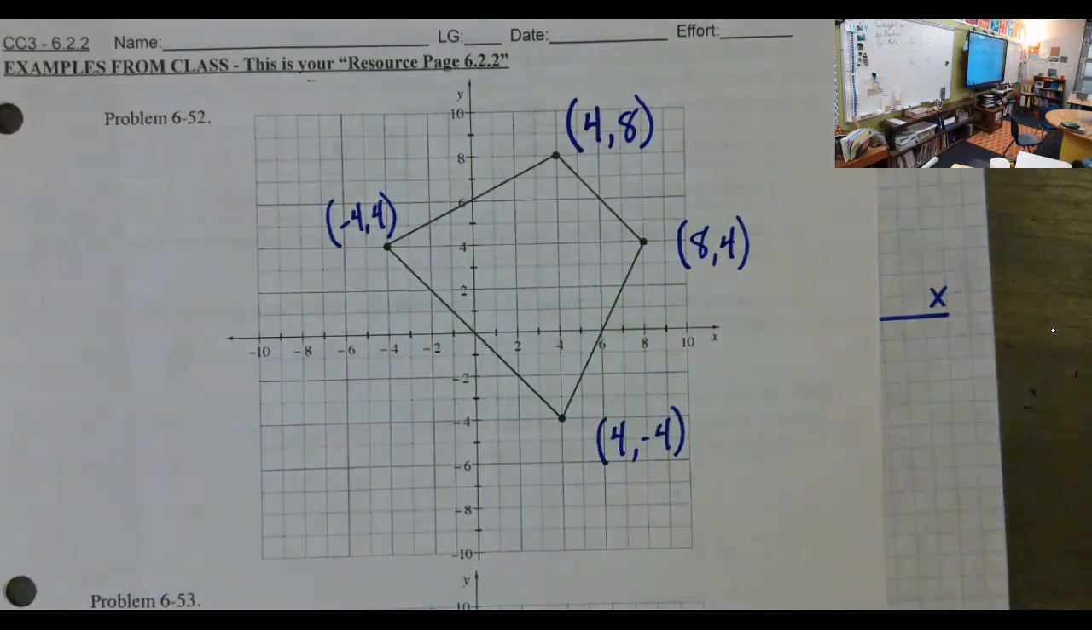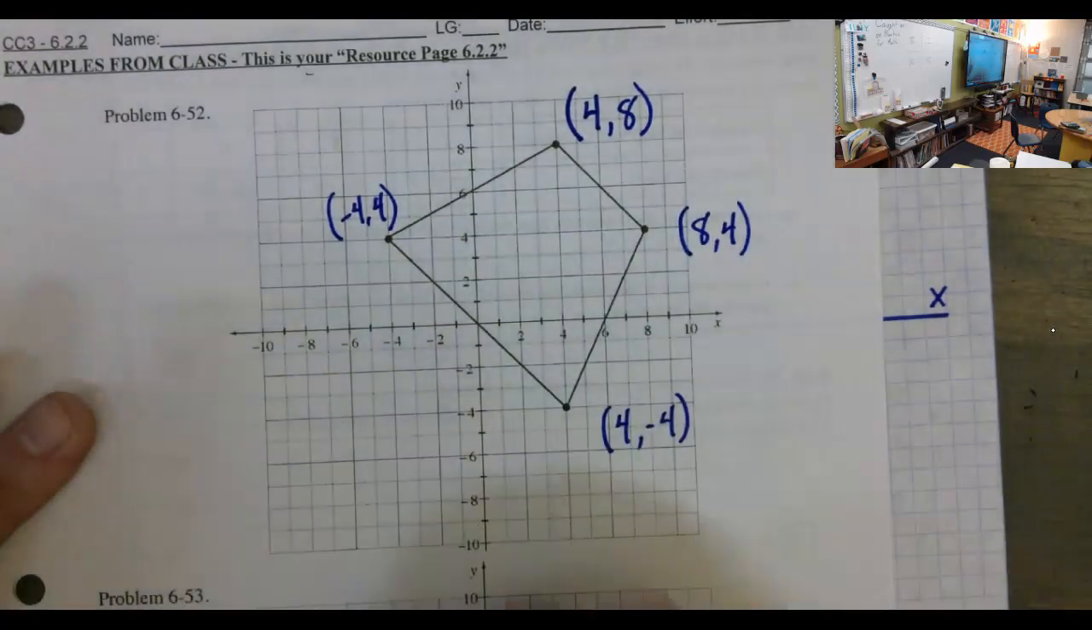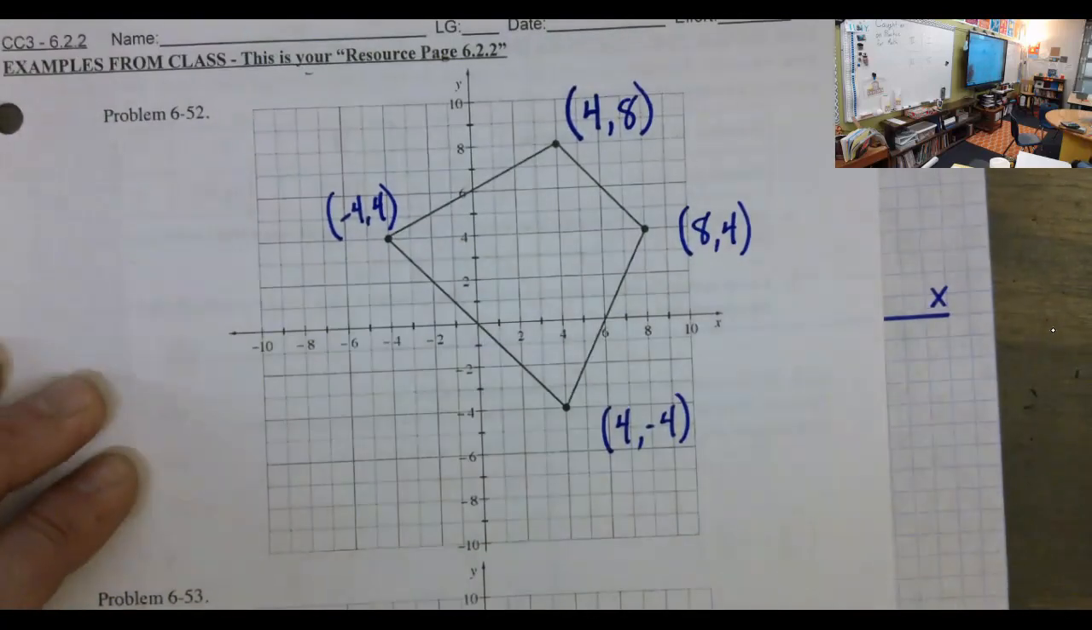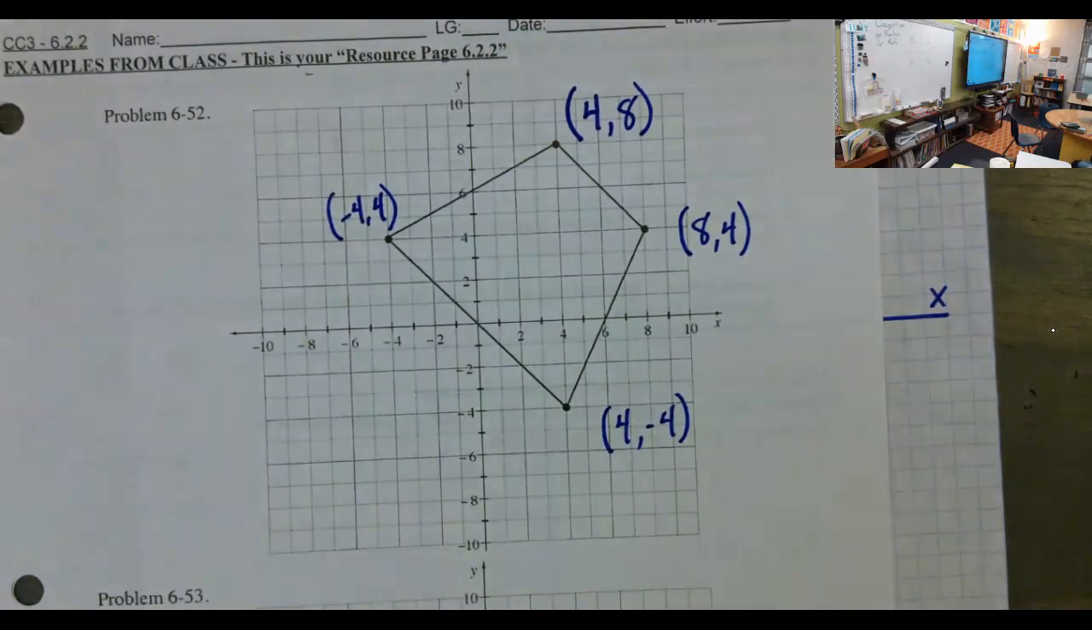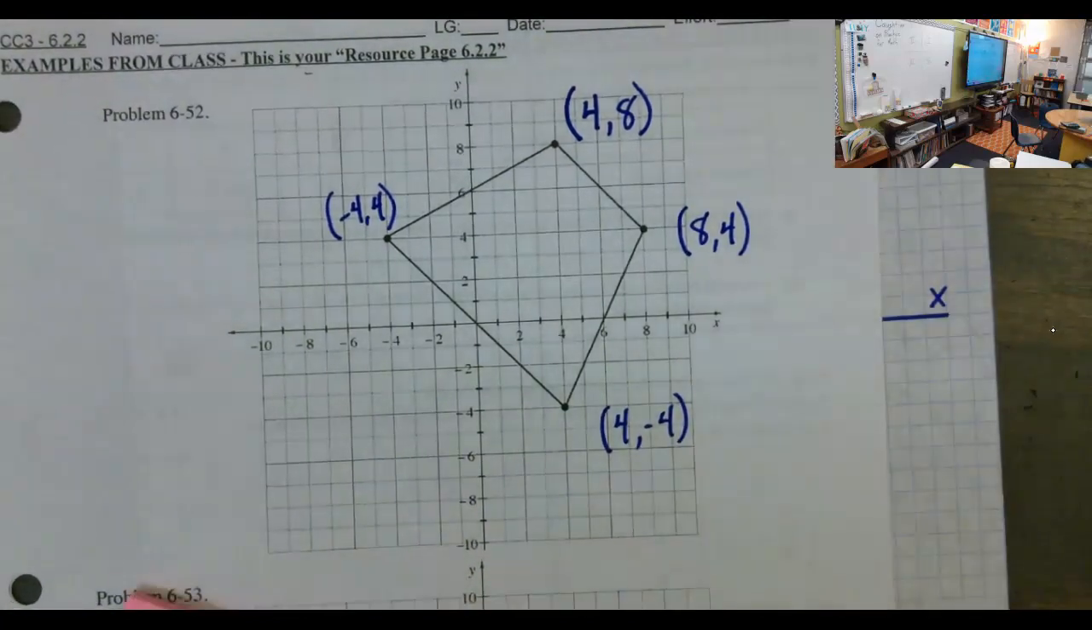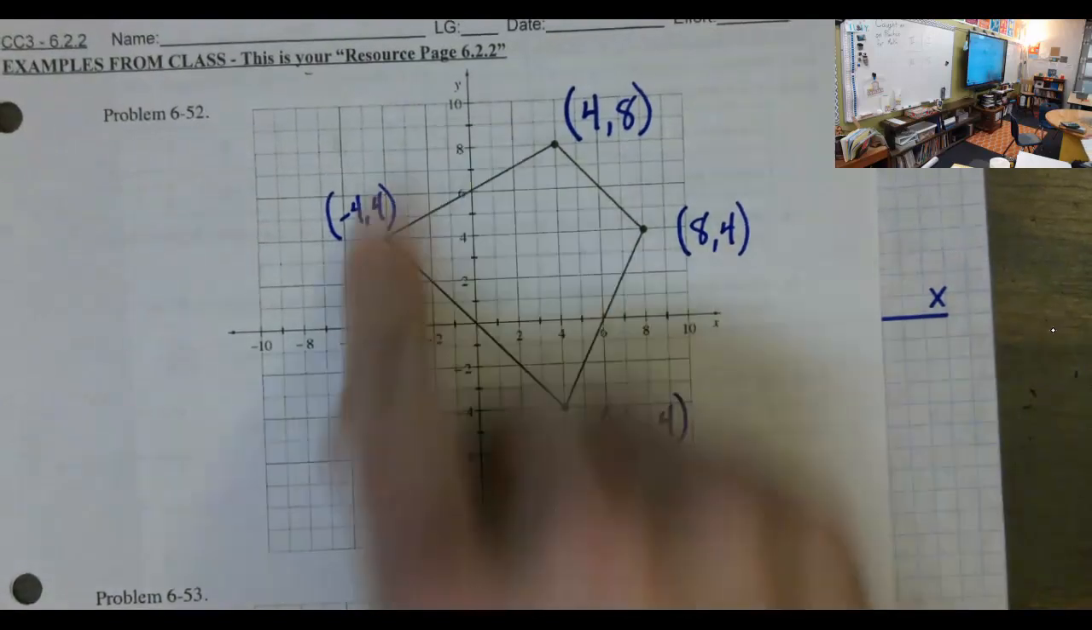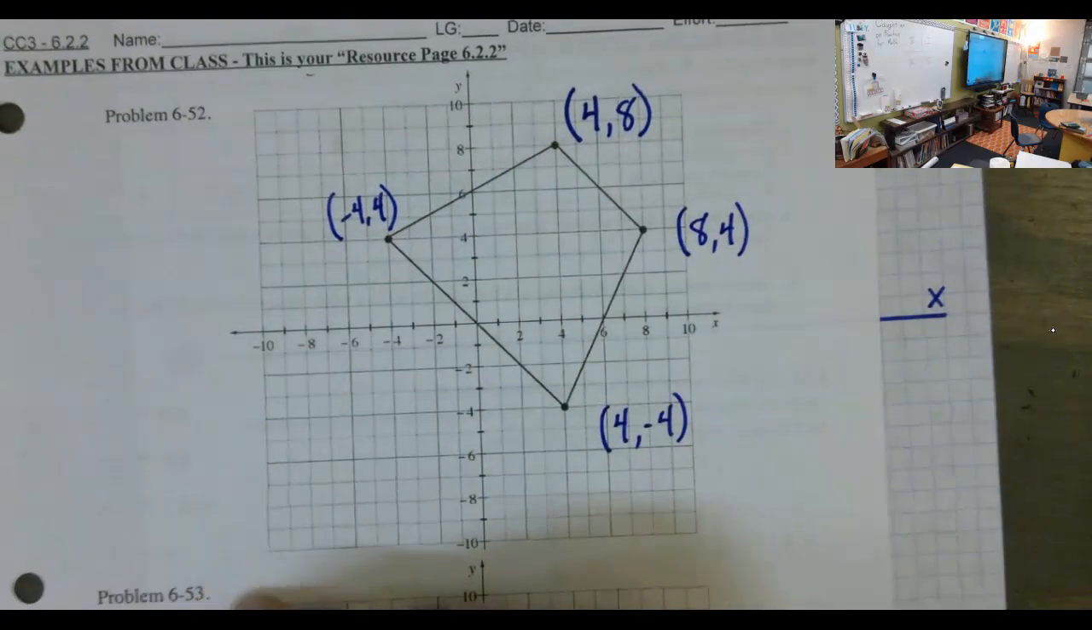Can we name them? Sure, like A, B, C, D or whatever. Yeah, you can name them if you want. Can we name them actual names? No, that's at home. No, we're up here. Sorry, that's a different problem. 53 is a different problem.